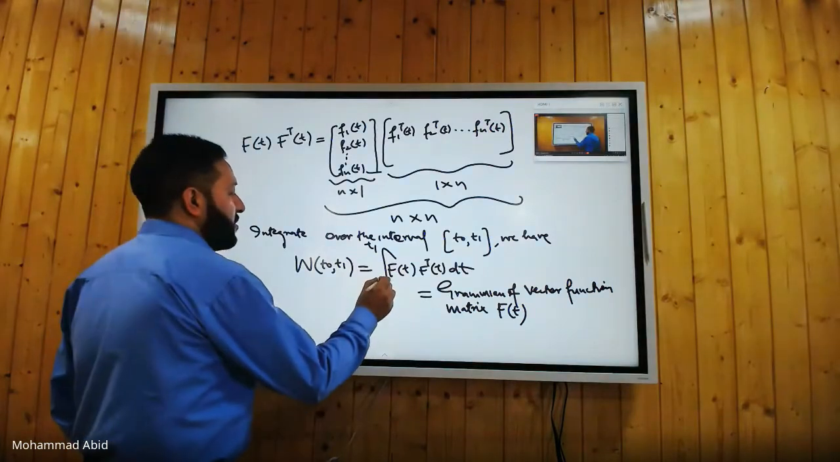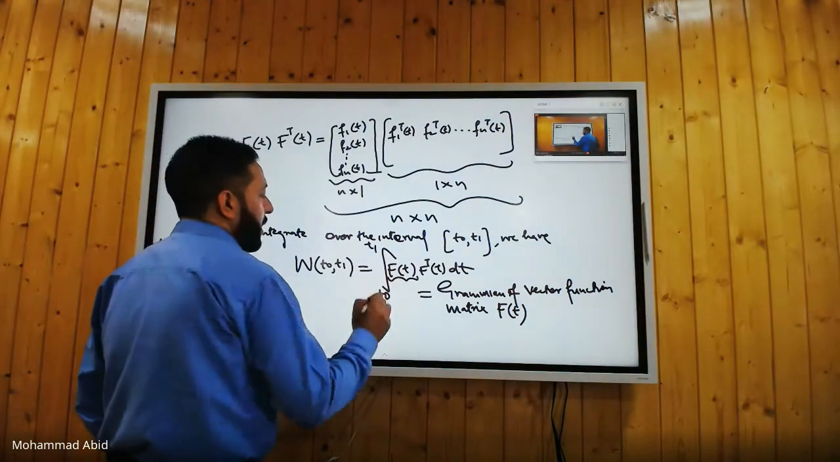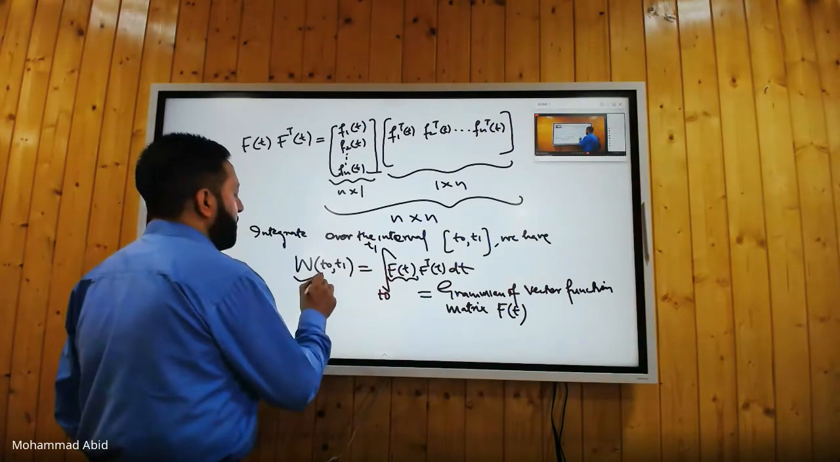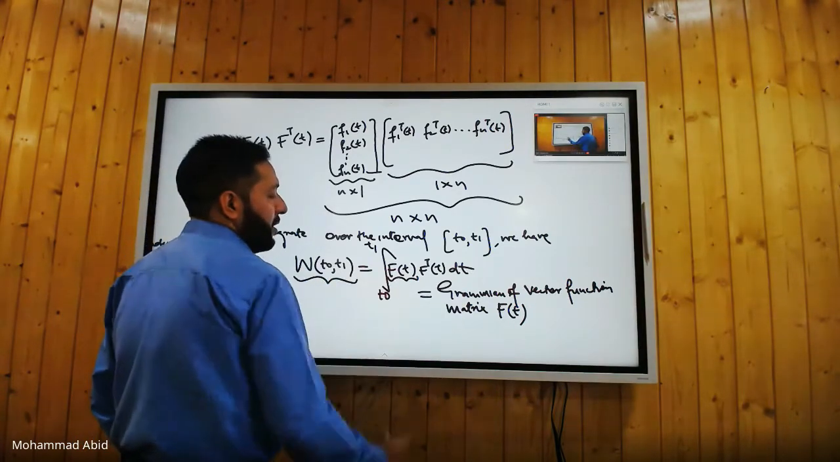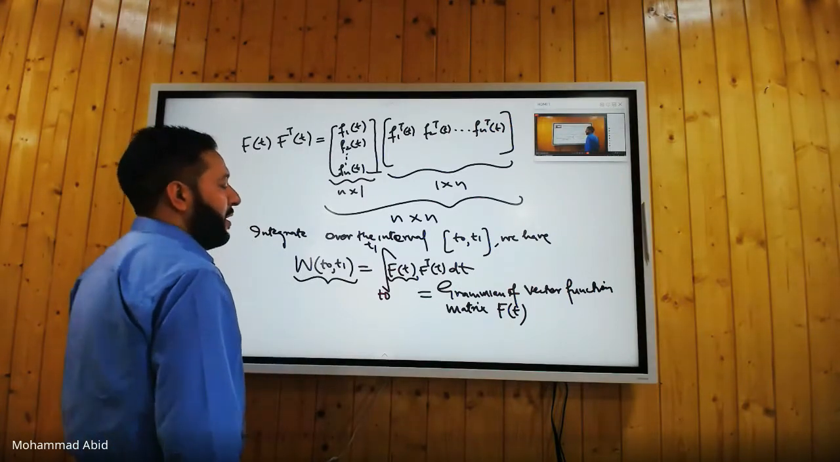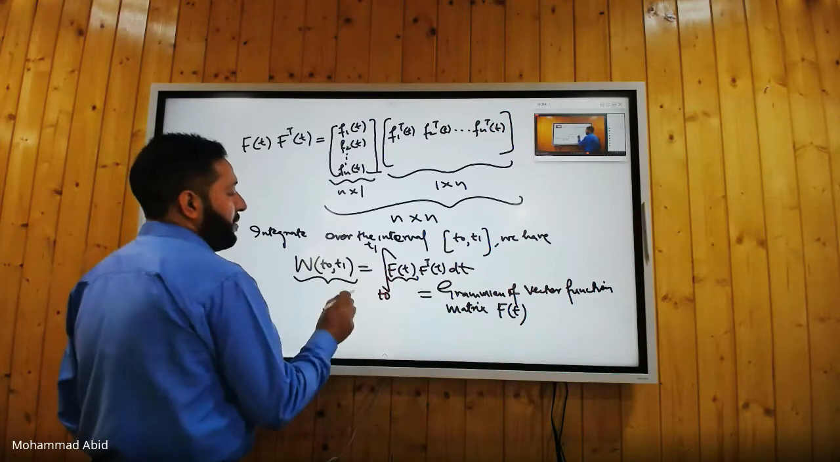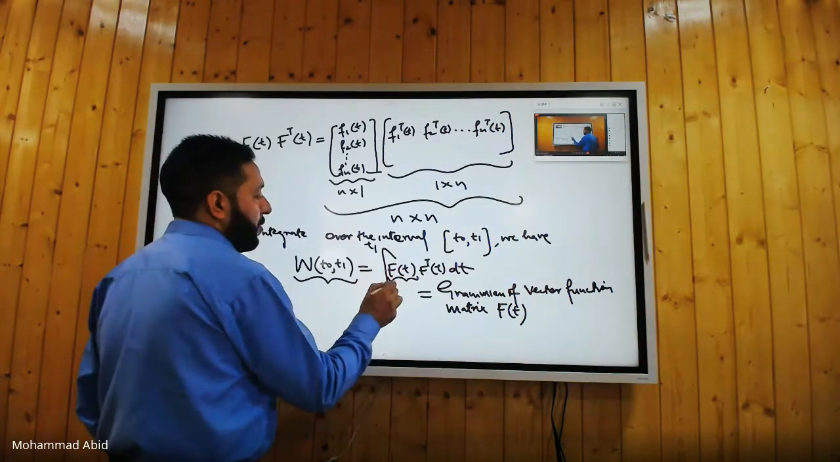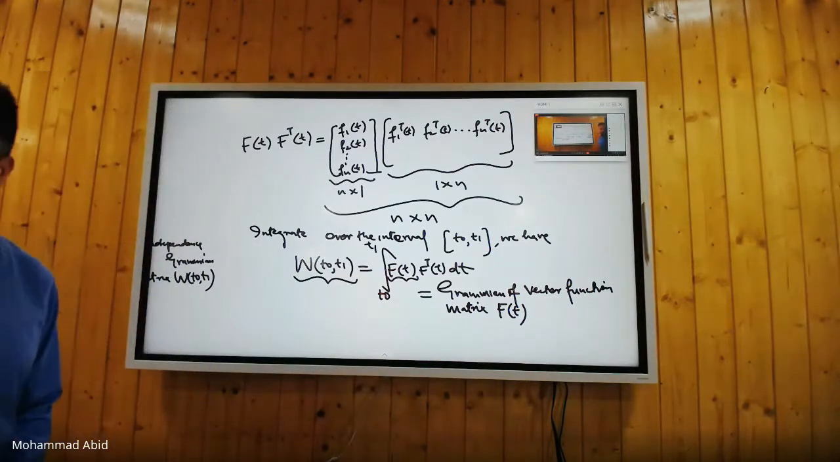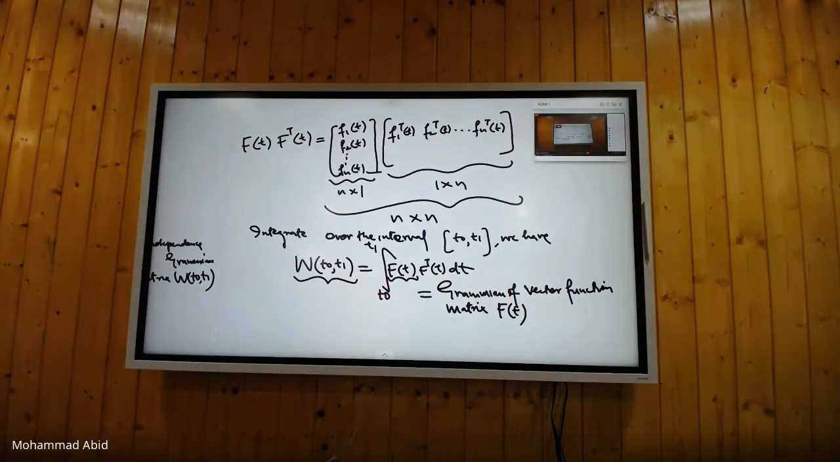When you are given any vector function matrix ft and you want to check the dependence or independence of its rows, then you define its Gramian matrix like this and check its rank. Once you check its rank, the rank of this matrix will tell you about the dependence or independence of the rows of this vector function matrix. So the same logic we are going to use to define the controllability Gramian.